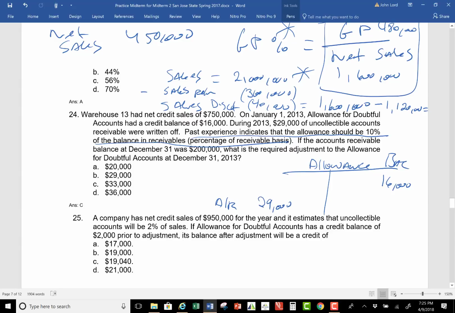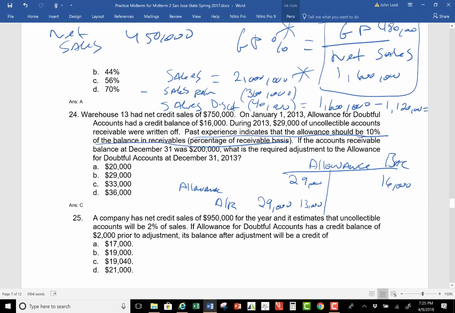The guy can't pay me, right? What do you want to debit? Debit the allowance. That's why we have it. We have the allowance so we can write amounts off against it when they come uncollectible, right? Okay, so we have now a debit balance of how much in this? 16 minus the 29. What's the debit balance in here? 13,000.